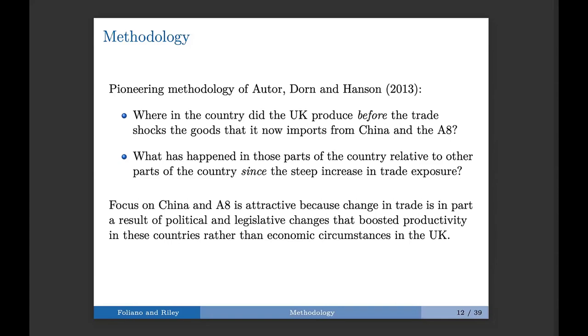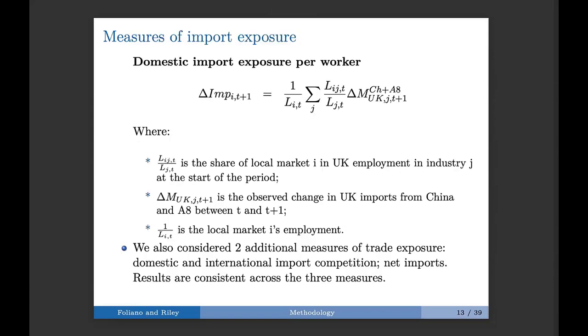Definitely, there was also a domestic component that we try to address with an instrumental variable estimation. So how do we define for each local labor market a measure of import exposure per worker? The idea behind this measure, the idea that Autor, Dorn, and Hanson had, was that the exposure of local labor markets to trade penetration differs according to their initial industry employment specialization.